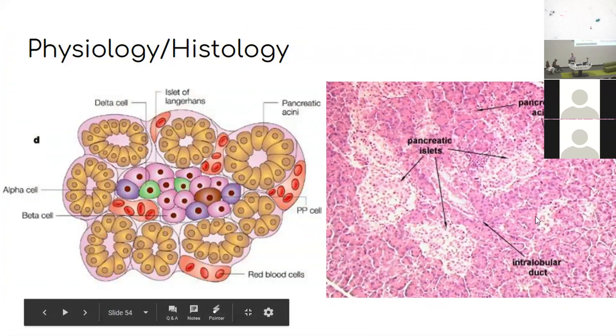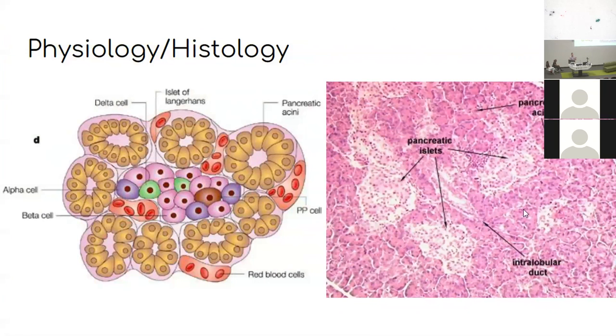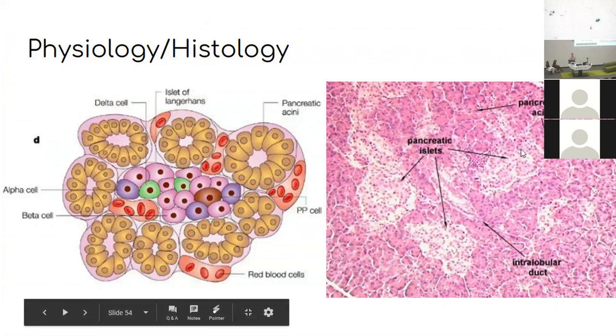And this type of picture is very, very likely to pop up on your exam. You just have to know which is which. So just these little blobs here are the islets, and everything else is the acini.